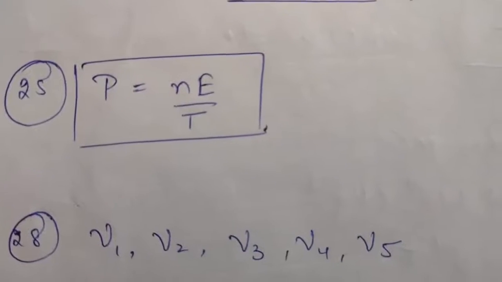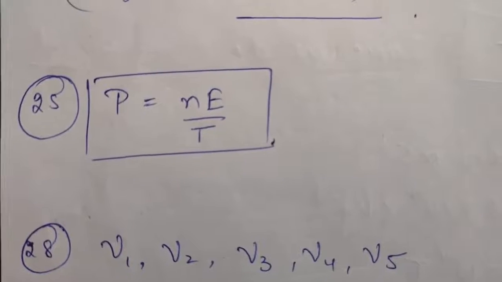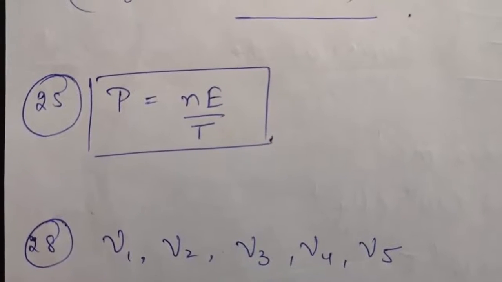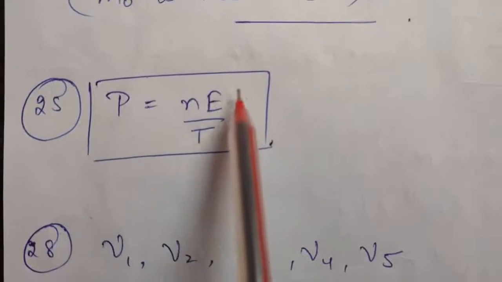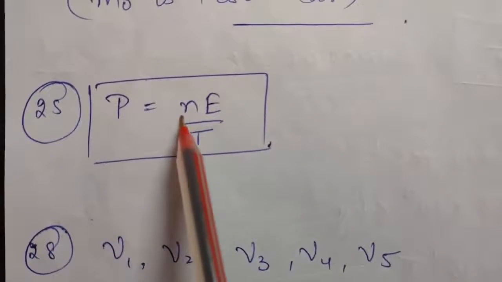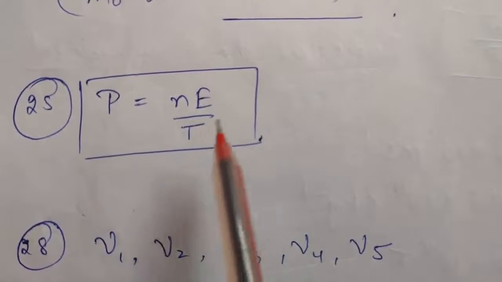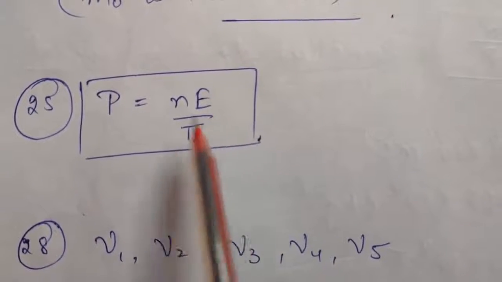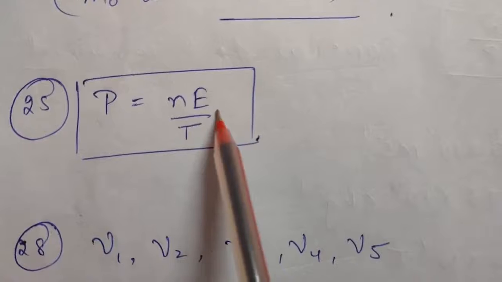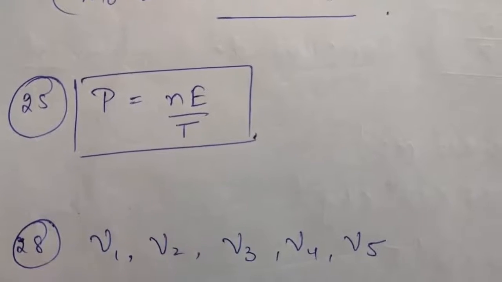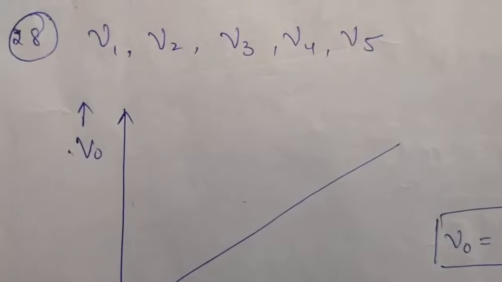Okay, in question number 25, use the same formula that we did in the previous lectures. That is, your power is total energy upon time, and n is the number of photons, and E is the energy due to one photon. So power will be equal to total energy upon time. Okay, next is question number 28.